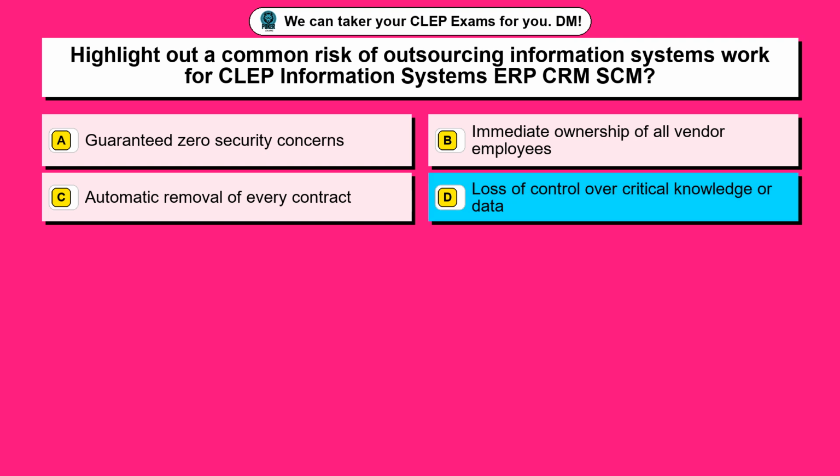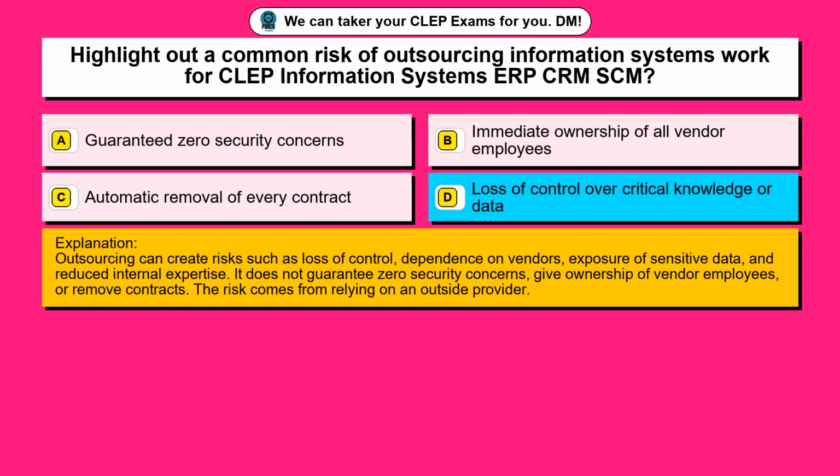The correct answer is Option D. Loss of control over critical knowledge or data. Outsourcing can create risks such as loss of control, dependence on vendors, exposure of sensitive data, and reduced internal expertise. It does not guarantee zero security concerns, give ownership of vendor employees, or remove contracts. The risk comes from relying on an outside provider.